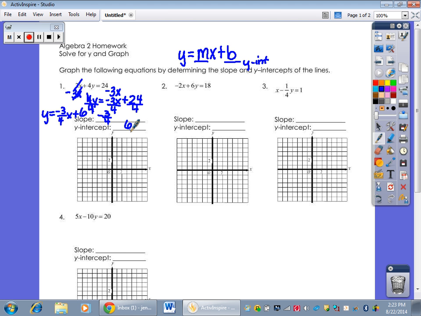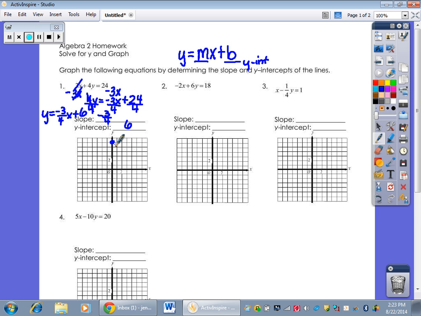Now we're going to begin to graph it. What I told you in class was you begin with b, which is your y-intercept, and then you move with m. Remember, begin with b, move with m. So we're going to begin at 6 on the y-axis. That's the first point you're going to plot, so go ahead and plot that point. Now, from there, we're going to move down 3 and to the right 4.